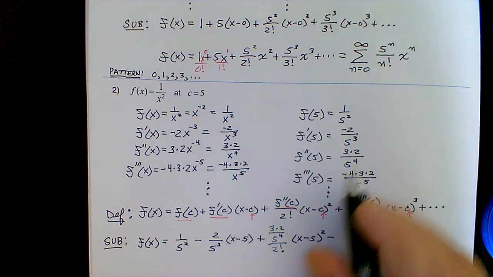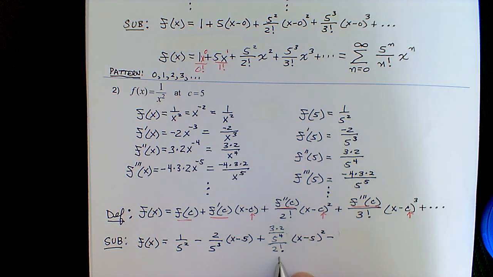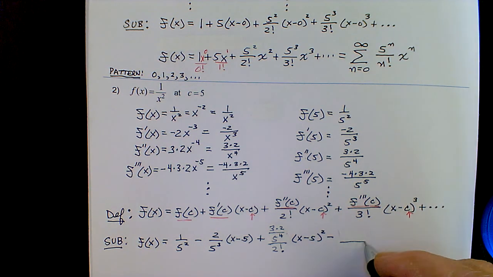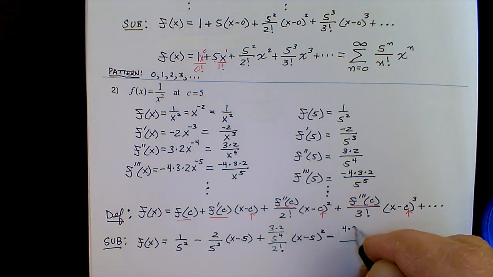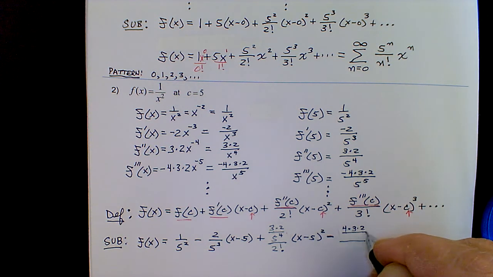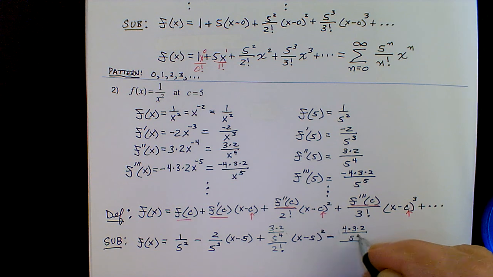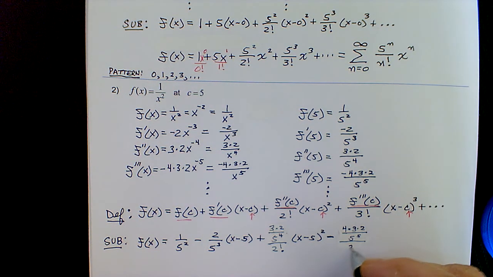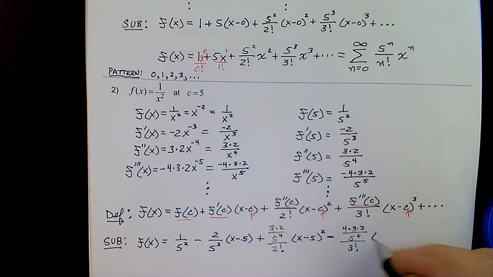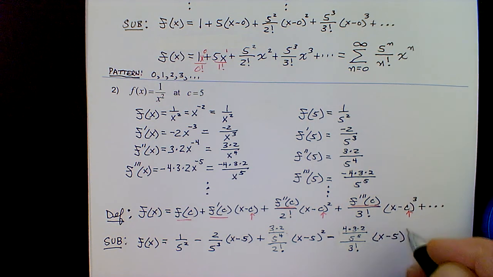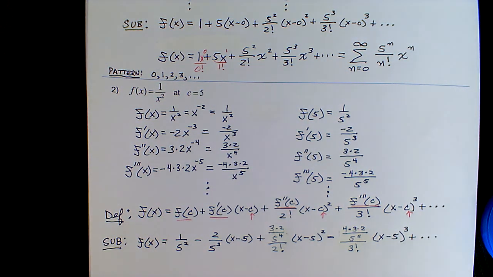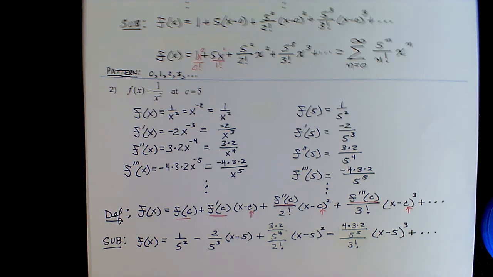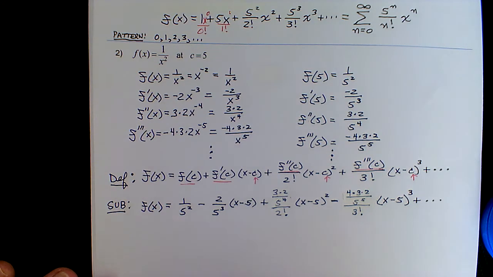Which is just the numerator. And then in the formula, you get the 2 factorial in the denominator. Okay, and then the x minus 5 quantity squared. So then similarly here, we have f triple prime. Here's the minus, and then 4 times 3 times 2 over 5 to the 5th. And then that's divided by 3 factorial. And then the x minus c, which is 5, is a quantity cubed. And that goes on.